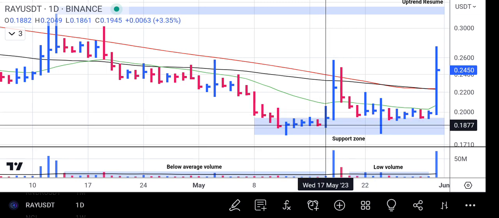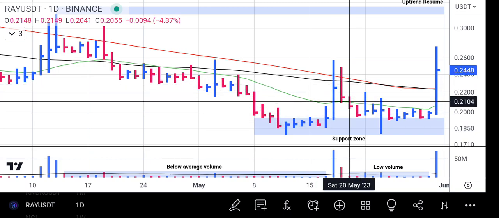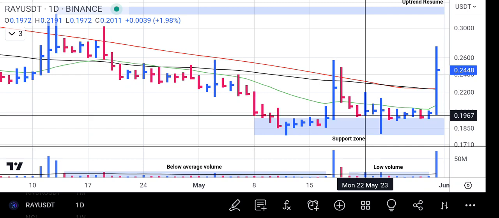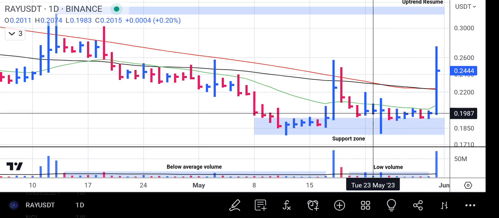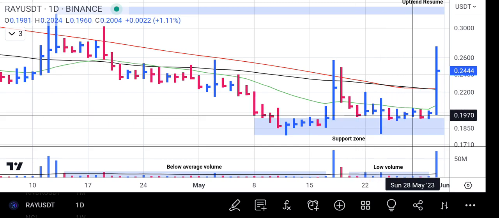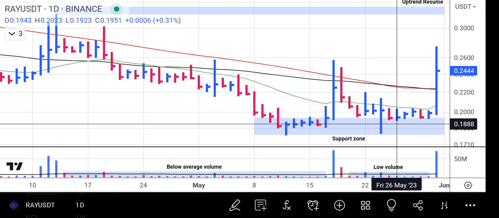The buyers tried to resist the pressure here and push the price upward, but because the price is underneath the 200-day moving average, it couldn't follow through. And in this particular zone, the price was also trading in a sideways market, and the volume was also low. Several volumes too were below the average volume. That's a very good indication.